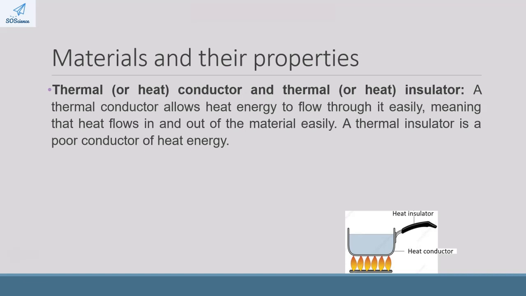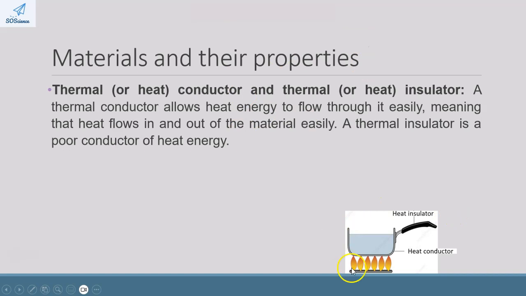Now, we also get thermal conductors and insulators, or heat conductors and insulators. So be very careful when you refer to a material as an insulator or as a conductor. Make sure that you specify, are you talking about a heat conductor or an electrical conductor? Are you talking about a heat insulator or an electrical insulator? So a thermal or heat conductor allows heat to flow through it easily. So that means that the heat flows into the material easily, but it also flows out of the material easily.